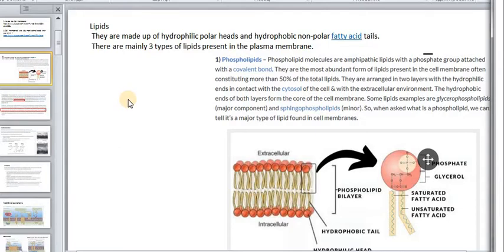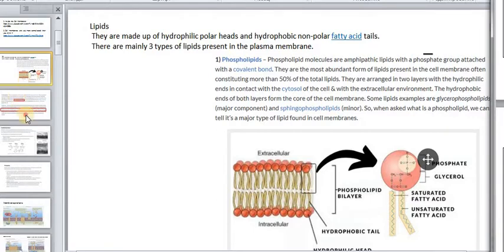At first, on this slide, we can see the phospholipid bilayer. These molecules have hydrophilic heads and hydrophobic tails, and the tails are always hidden inside the bilayer.